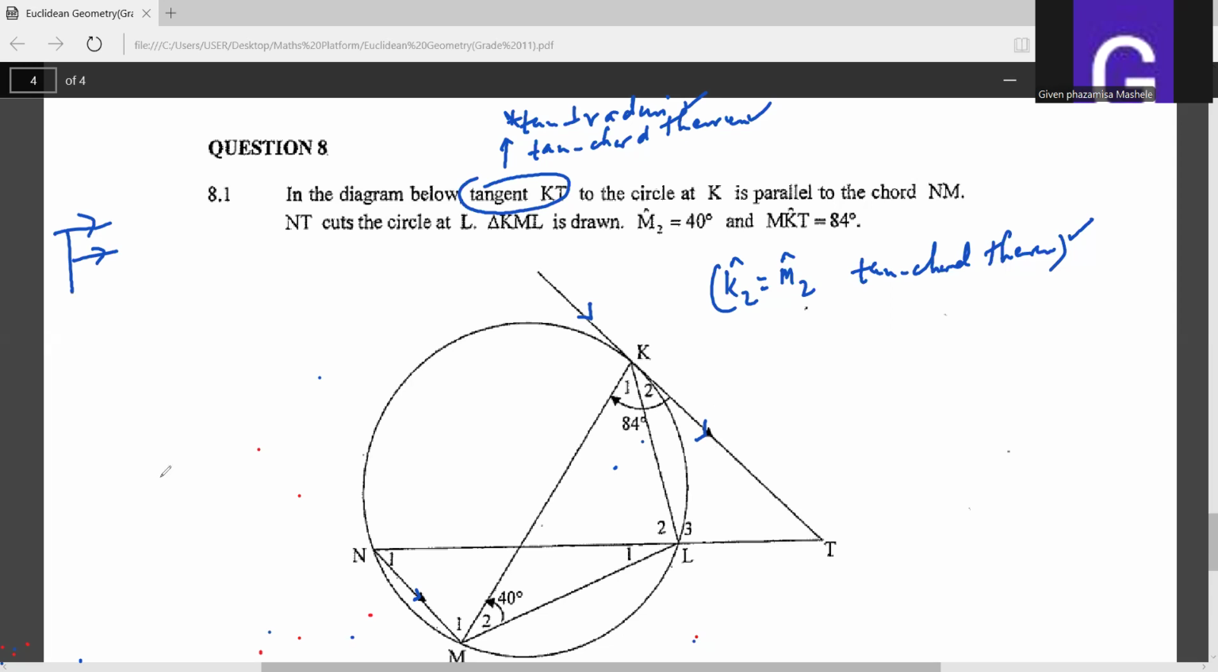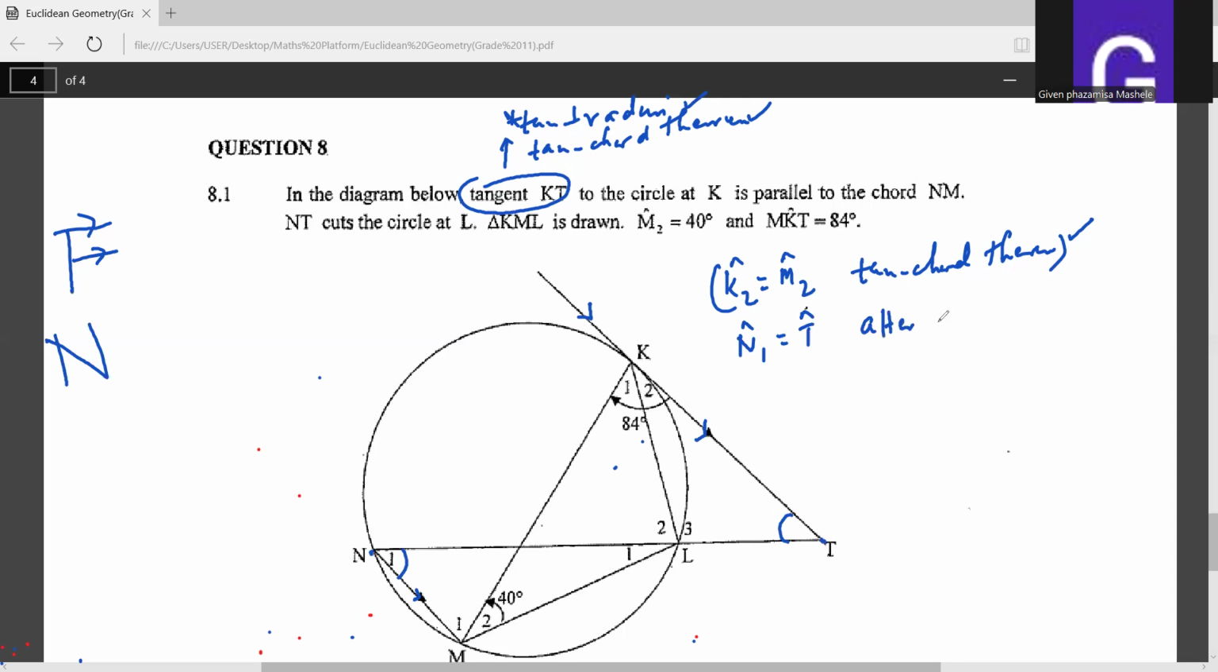U shape, yeah, U shape is there, but in most cases we do not use it. Then how about Z or N? Yes, the Z is there. From K to T, T to N, N to M, there's a Z. So it means angle N1 and angle T are equal. Angle N1 is equal to angle T. What is the reason? Alternate angles.